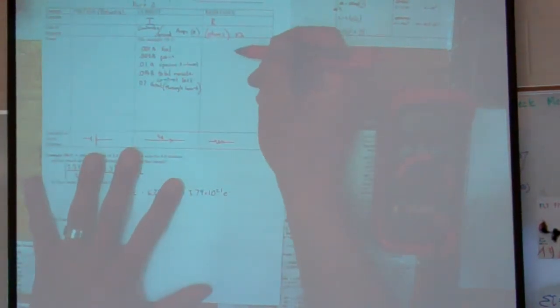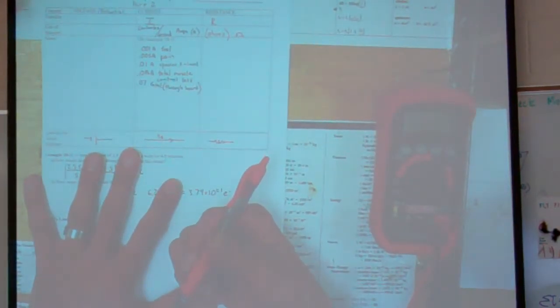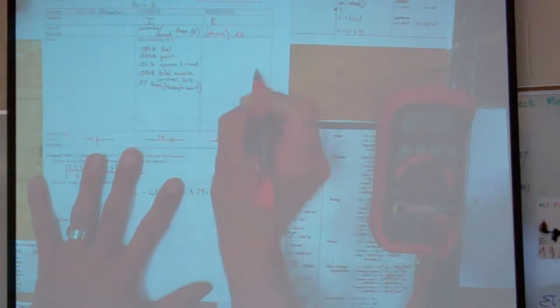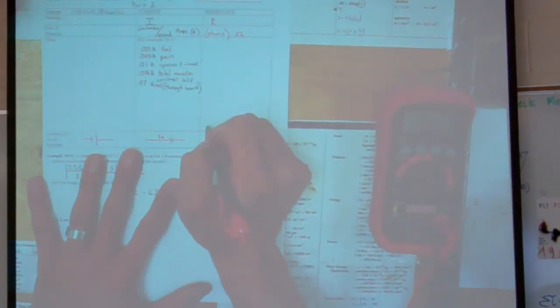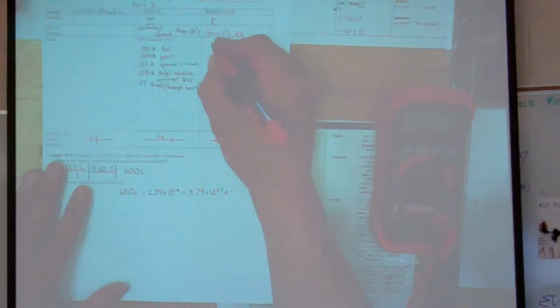Okay, so in this right here, I'm going to show you with the multimeter how to measure the resistance of some things. And I want you guys just to kind of take some notes so you get an idea of what the values actually mean in the real world. Okay, so let's start with an extension cord. So write down extension cord.